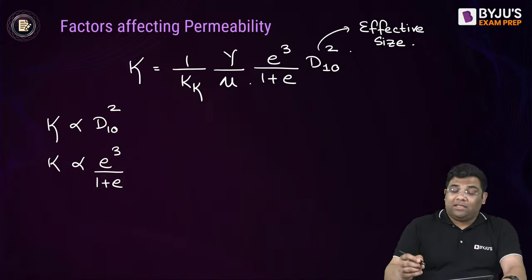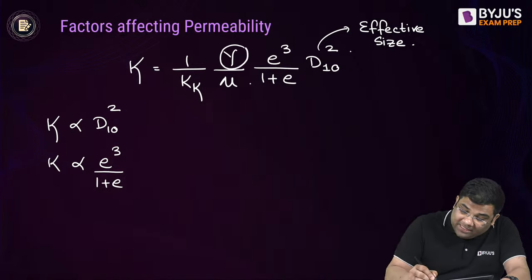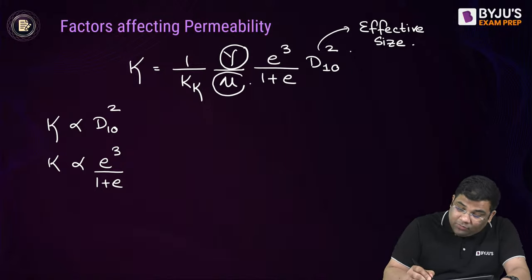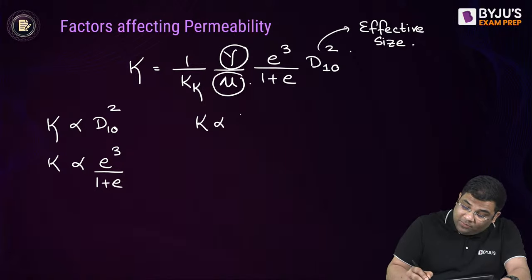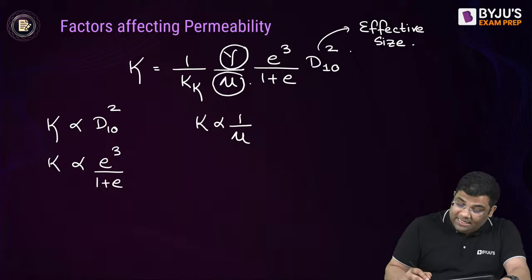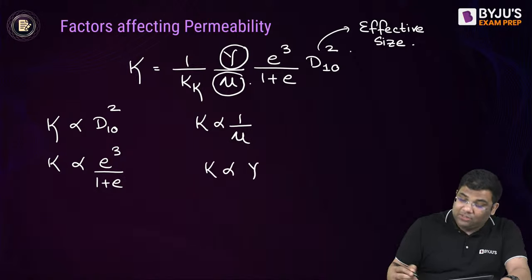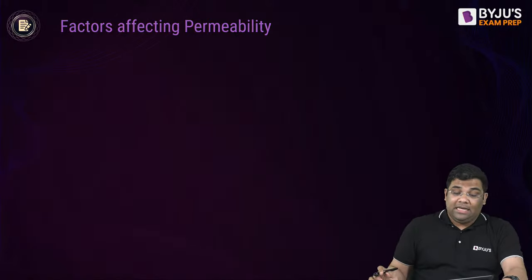Or they might ask about the dependency on gamma, dependency on mu. You can see that K is inversely proportional to the viscosity. K is directly proportional to gamma. So they ask questions from this. You should know this.